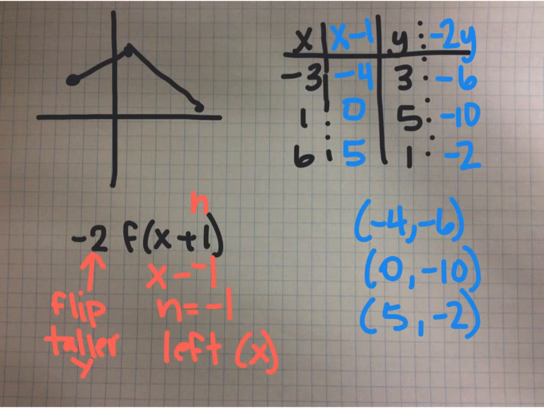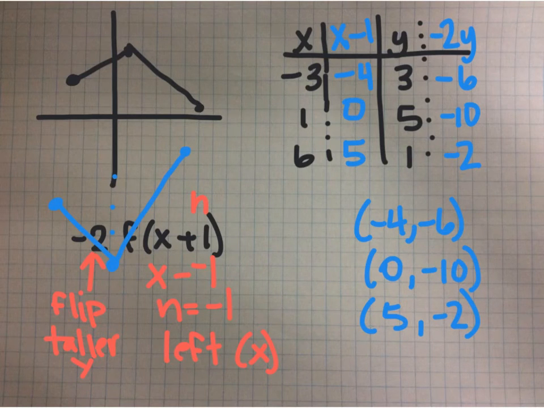1, 2, 3, 4. 1, 2, 3, 4, 5, 6. 0. And then down 10. 2, 4, 6, 8, up 10, way down here. And 5, negative 2. Clearly upside down, clearly taller.